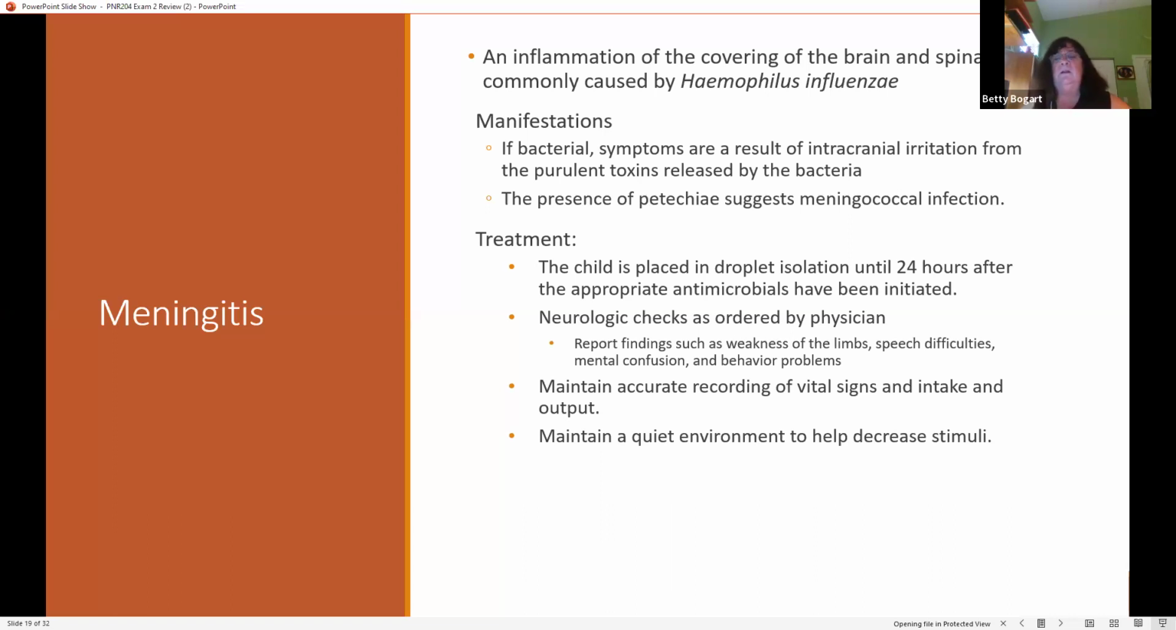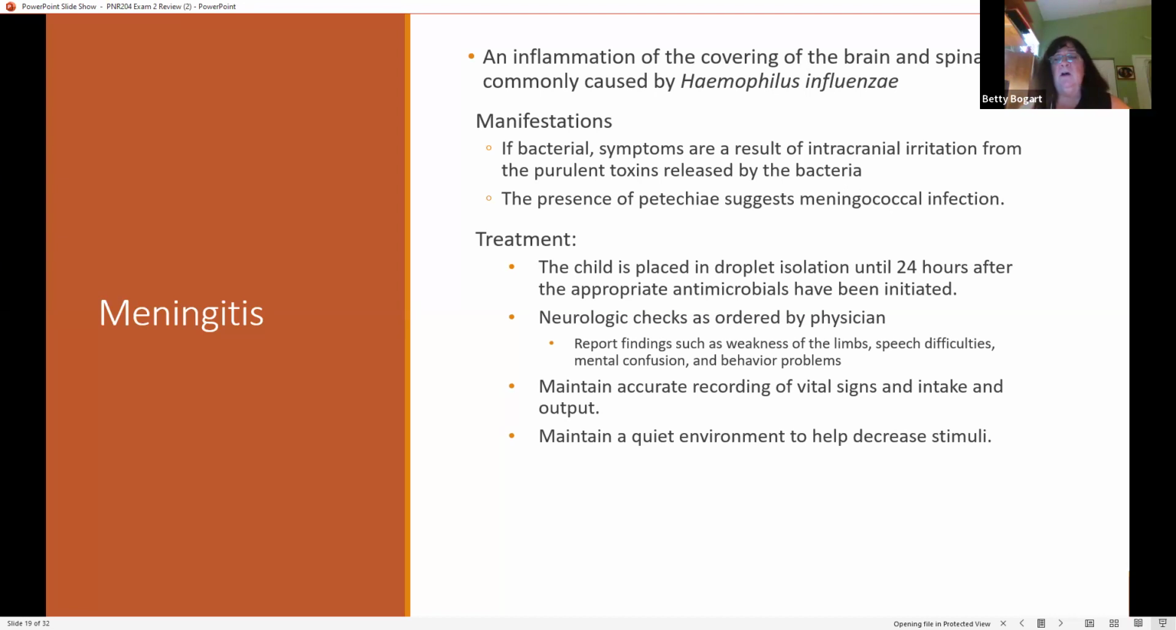Remember when you have a kid who is a possible meningitis, they should be placed on droplet isolation. Why droplet? Because it's airborne. Droplet, what does it mean? You need to wear a mask. They need to be placed in a reverse airflow room. And if it's bacterial, you need to be on that antibiotic for 24 hours and then they can be taken off. Then they're considered safe, okay?